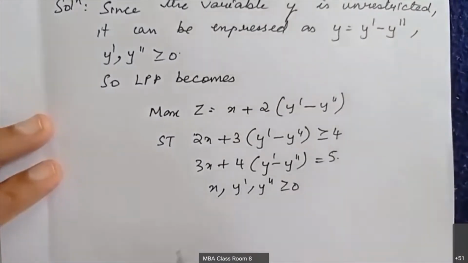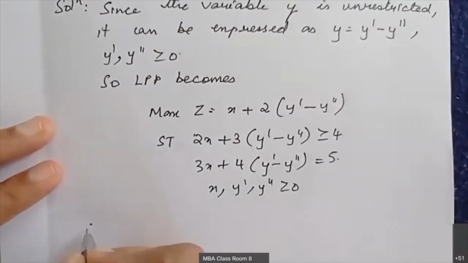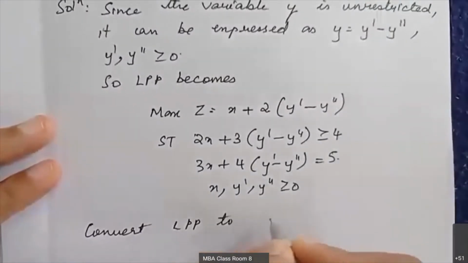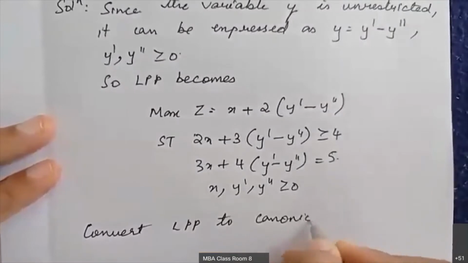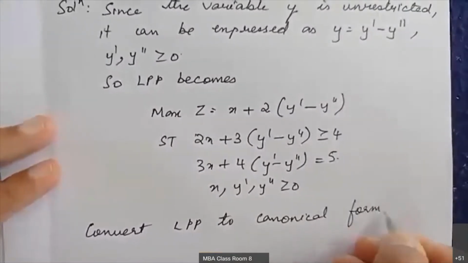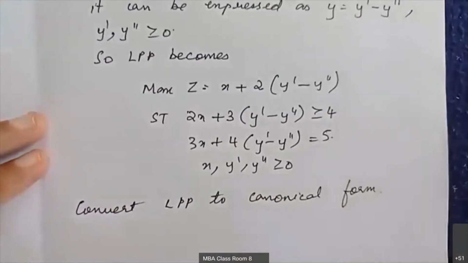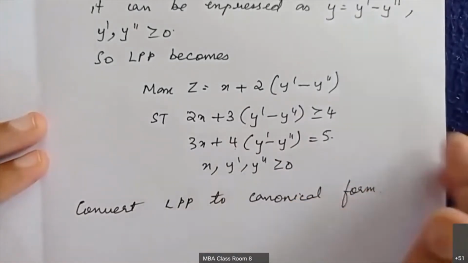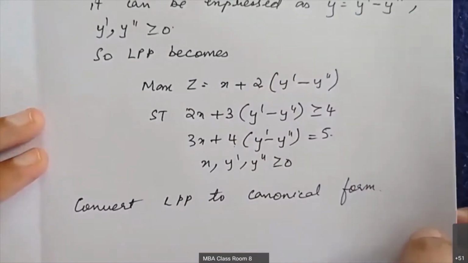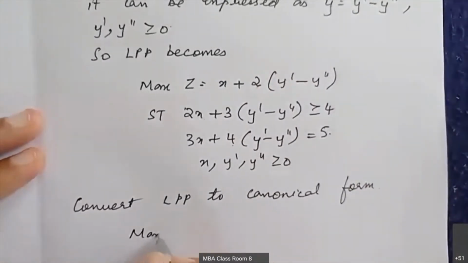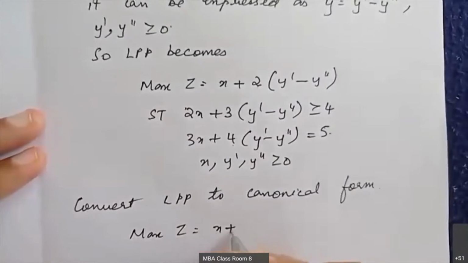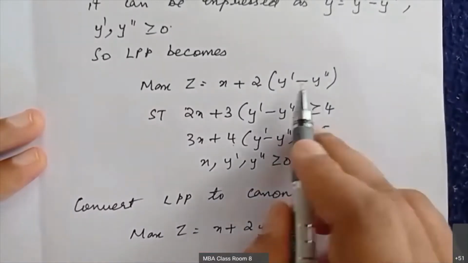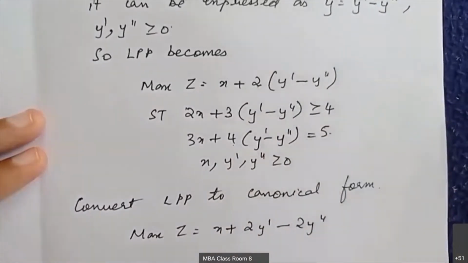So, convert the LPP to canonical form. Simultaneously, I'm going to take the 2 inside, similarly 3 inside, 4 inside. I'm going to open these brackets. So I have maximize z is equal to x plus 2y dash minus 2y double dash. I'm taking this 2 inside, so I'll get it this way.